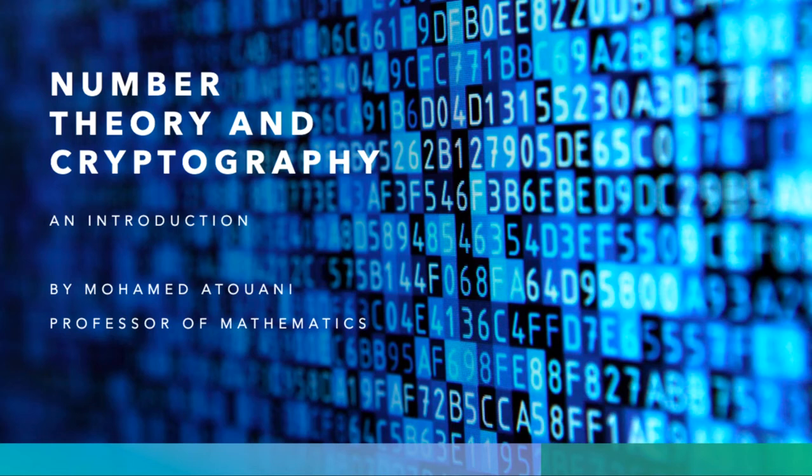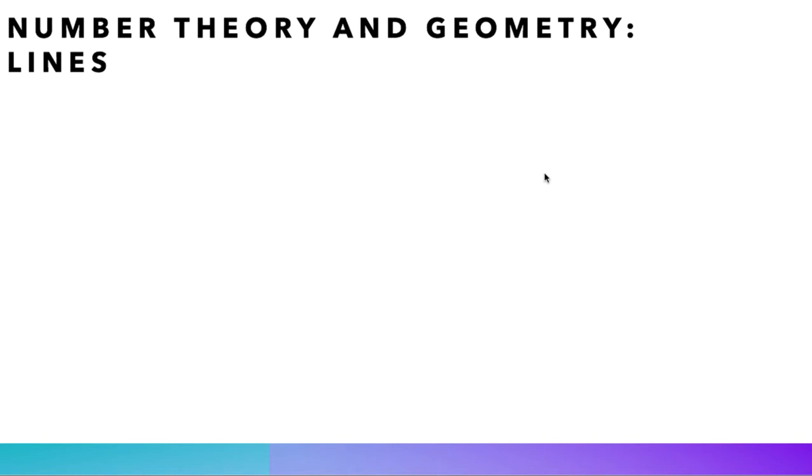In this lecture, we emphasize the link between number theory and geometry. I believe that we cannot dissociate number theory from geometry, and if we are patient enough, we'll see how this is applied to cryptography. In this first part, we start with the simplest one-dimensional geometric shape, which is a line.